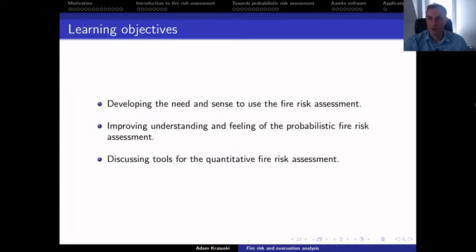So, learning objectives related to this course. First I'm going to develop the need and the sense of use of the fire risk assessment. And the second objective which I defined is improving the understanding and feeling of the probabilistic fire risk assessment. And the last one, I'm going to discuss with you tools for the quantitative fire risk assessment.